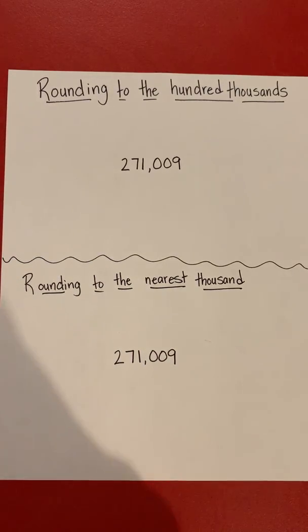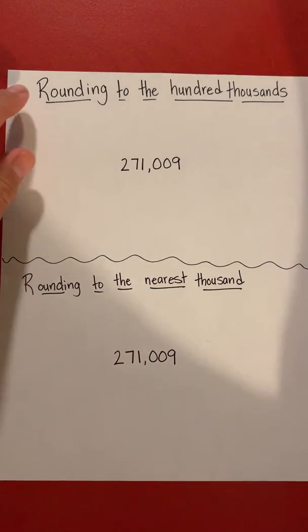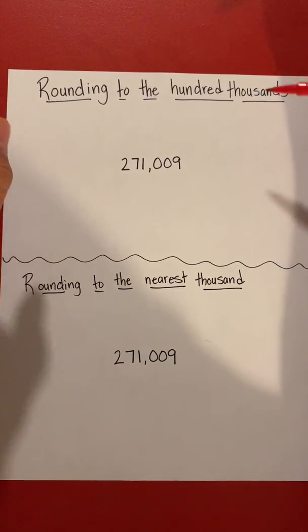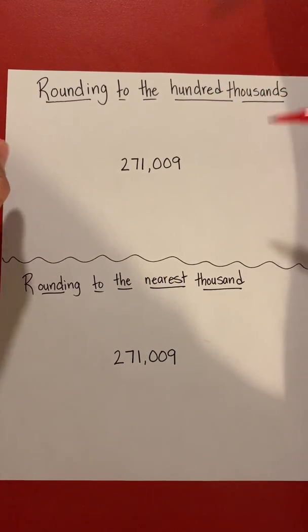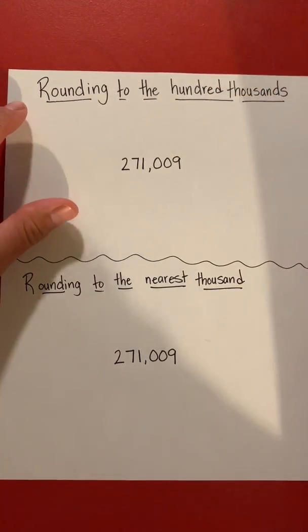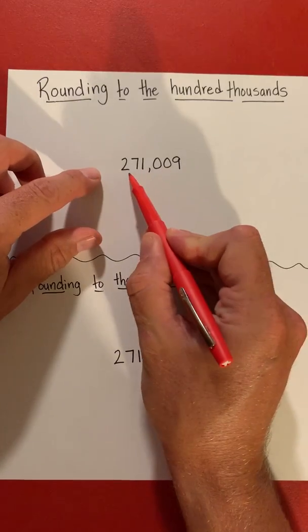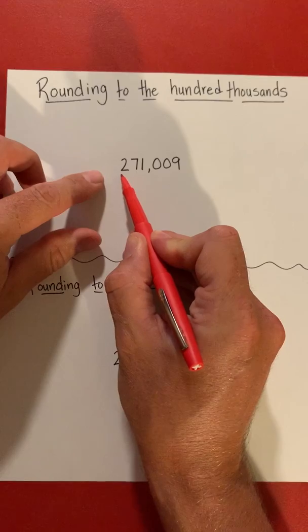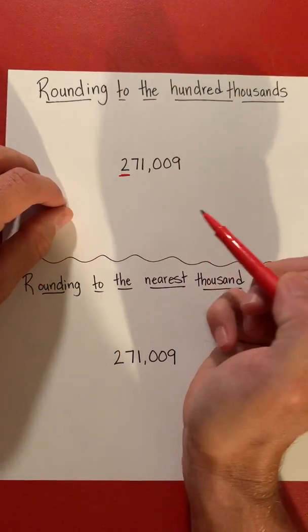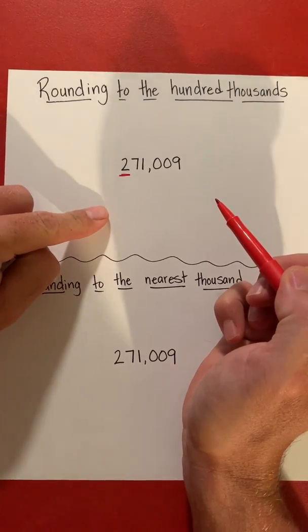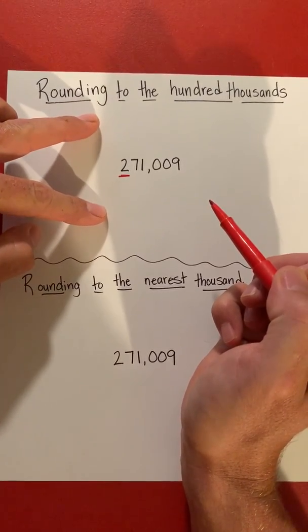Okay, let's get started. So the first thing that we learned is when we're rounding, we need to figure out where we are rounding to. We need to find that place value spot. So in our first example, rounding to the 100,000s, we know that in this number, 271,009, the 2 is in our 100,000 spot. So we underline that. The next step is to find the bottom benchmark and our top benchmark.